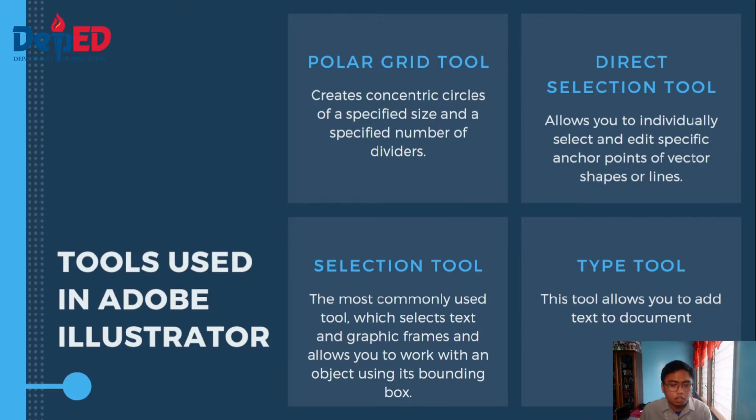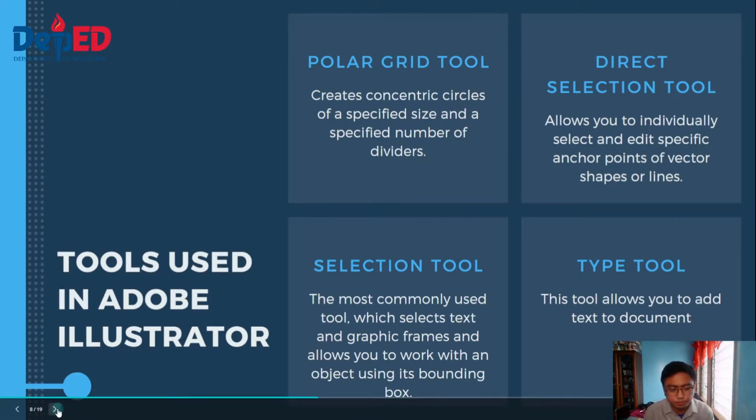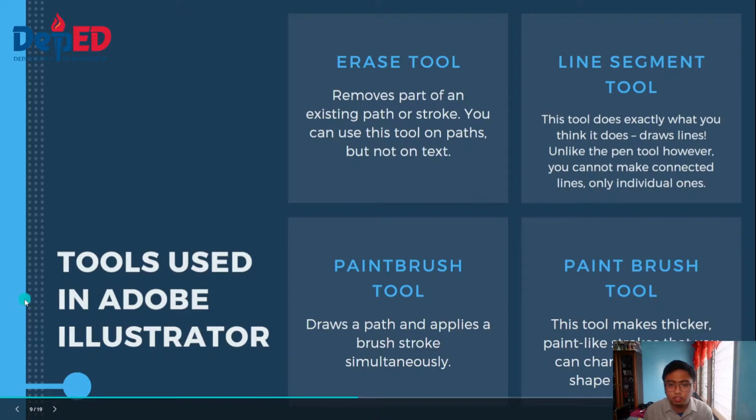The Selection tool is the most commonly used tool, which selects text and graphic frames and allows you to work with an object using its bounding box. The Type tool allows you to add text to documents. We have the Eraser tool, which removes part of an existing path or stroke. You can use this tool on paths but not on text, remember that.